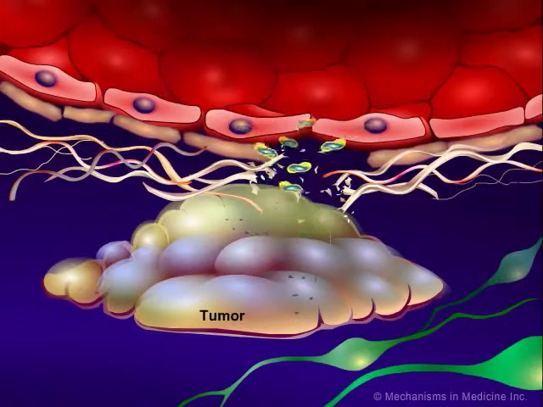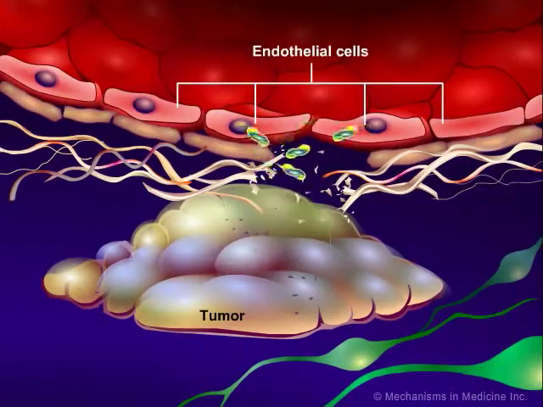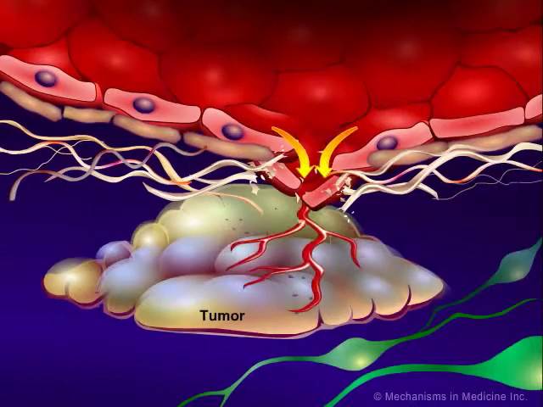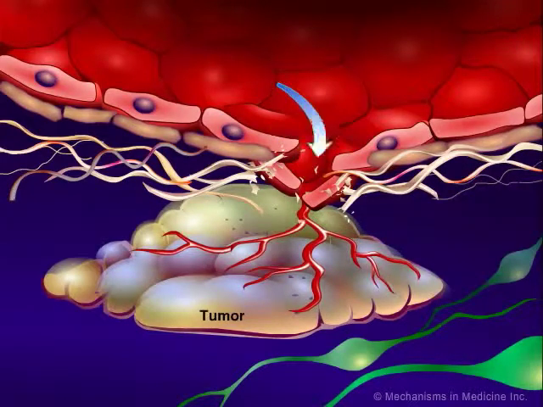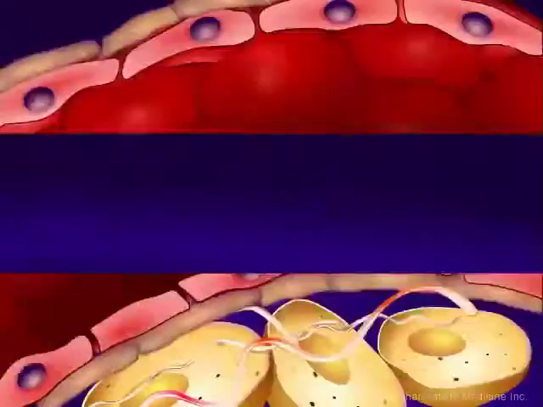VEGF also helps the new endothelial cells survive by upregulating inhibitors of apoptosis. VEGF also activates the endothelial cells to express the proteins necessary to allow the new blood vessels to form. The end result is the growth of new blood vessels into the tumor. With the growth of new vessels into the tumor, additional nourishment can be delivered to the tumor. New blood vessels in the tumor facilitate further tumor growth.